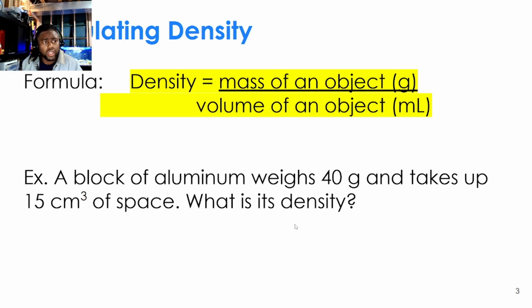How do we calculate density? The formula for calculating density is equal to mass of an object in grams divided by the volume of an object, which is typically milliliters.